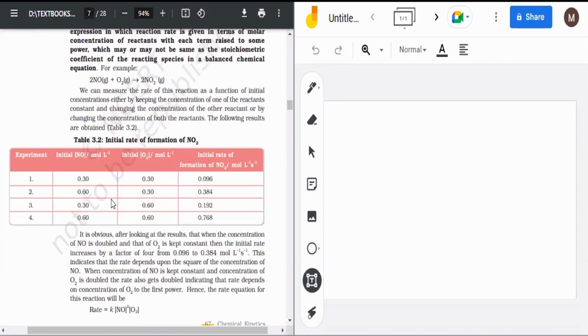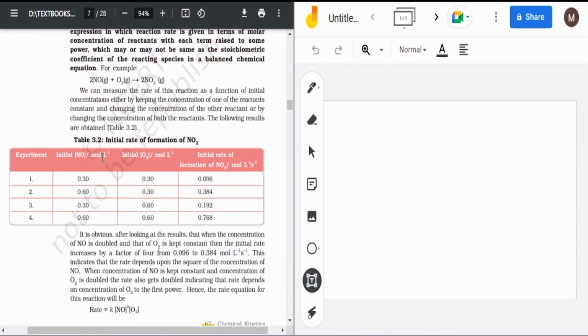And similarly for O2, we will take two same conditions for NO, like 0.60 and 0.60, and here it changes from 0.3 to 0.6, double, but the rate changes from 0.384 to 0.768. Matlab it just doubles. So on doubling the concentration of O2, keeping the concentration of NO the same, we are finding that the rate of formation of NO2 is becoming double. So since doubling O2 is also doubling the formation of NO2, it means that it is directly proportional to O2 power 1. So it depends on the single power of O2.